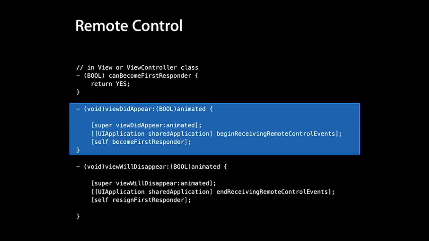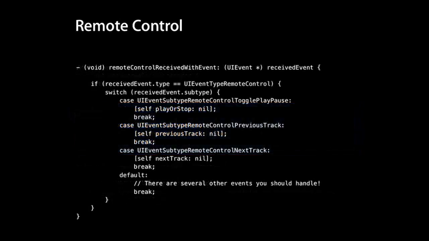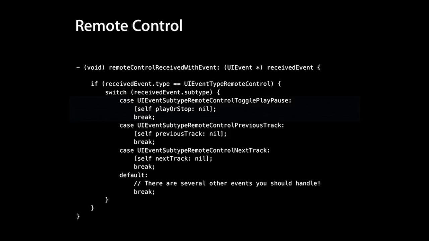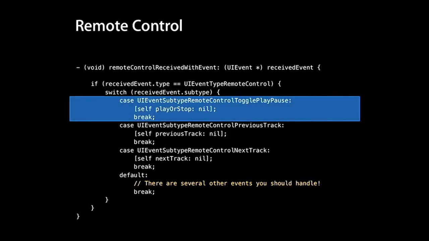Now, when your view disappears, you need to undo these things. Tell UIApplication that you no longer want to receive remote control events and resign first responder. Now, when you get a remote control event, your method called remoteControlReceivedWithEvent is what's going to be called. You're going to look and see that the received event is a remote control, and you're going to look at its subtype to see what kind of remote control event it is.